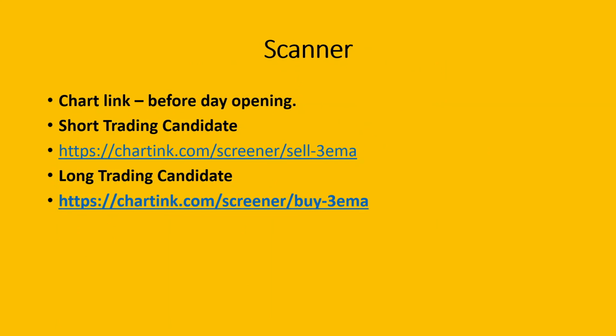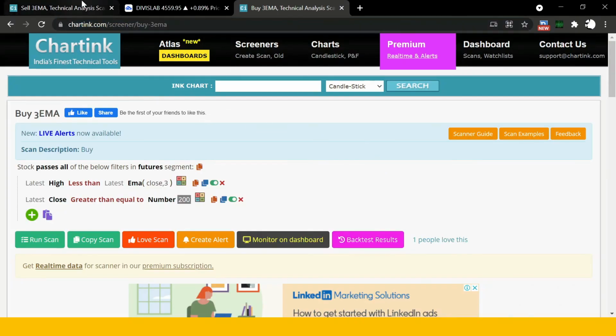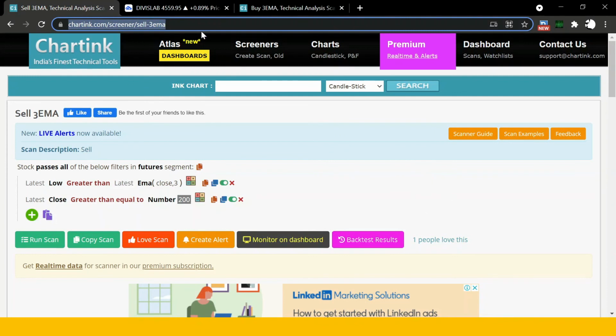So this is the scanner which we are going to use. We are using a 3 period moving average. We can use any period moving average, but Fibonacci numbers are recommended. So let's see the scan in action. As you see, this is the 3 EMA. We should do this before the market opens.